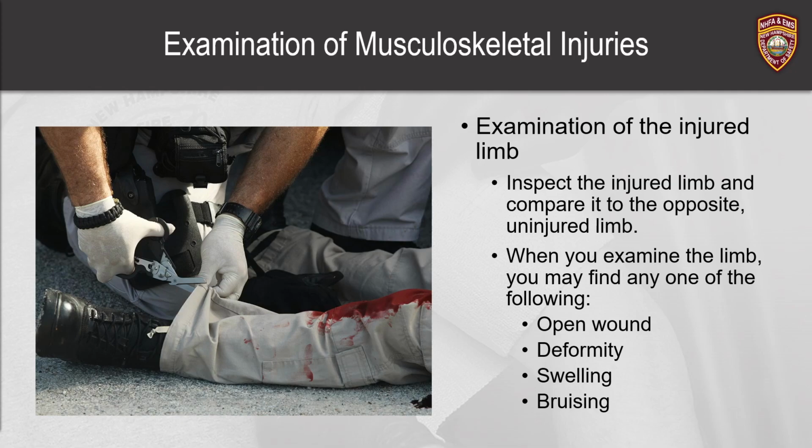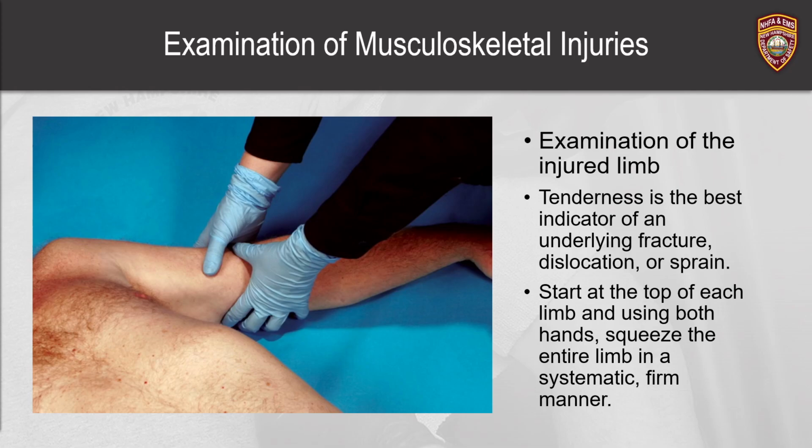So if someone has a broken arm, the last thing you want to do is put their arms up over their head so you can take their sweater off, right? That would be terrible. Instead, try to gently cut away the clothing to expose the wound, especially if there's some sort of open wound. When you examine the limb, you may find one of the following: open wounds, deformities, swelling, bruising, all of the evidence that something bad is happening underneath.